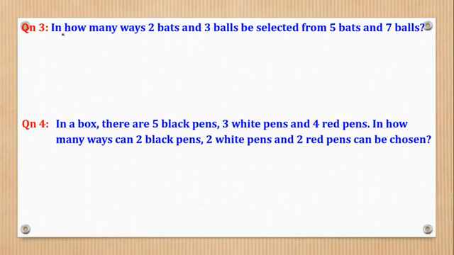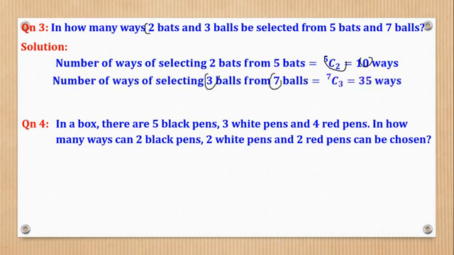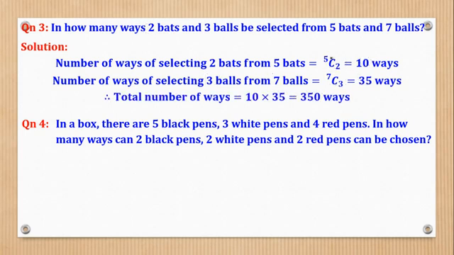Question 3: in how many ways can 2 bats and 3 balls be selected from 5 bats and 7 balls? Here we have 2 items. Let's start with bats. The number of ways of selecting 2 bats from 5 is 5 combination 2, which is 10. Then we go to balls. The number of ways of selecting 3 balls from 7 is 7 combination 3, which is 35, using a calculator. Therefore the total number of ways is got by multiplying, which is 350.